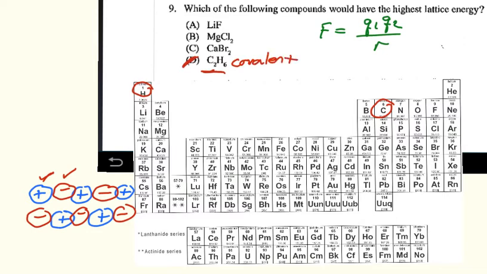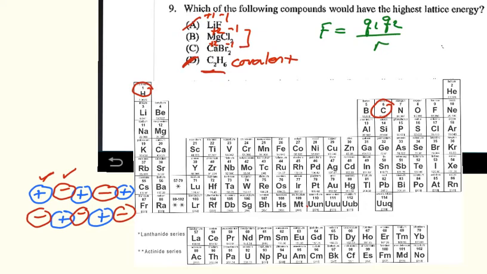But then the other ones, let's look at it based on charge. You notice that lithium is +1, and fluorine is -1. So those both have low charge. Magnesium is +2 and chlorine is -1. So right away, thinking about it that way, we might want to rule out A. And then calcium is +2 and bromine is -1. So these two have the same charge setup.